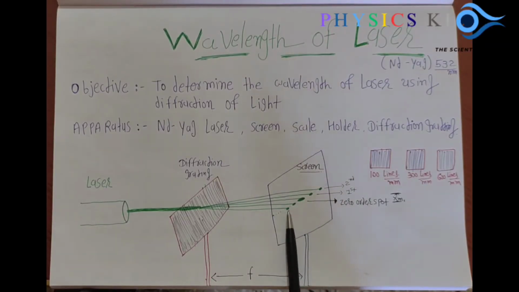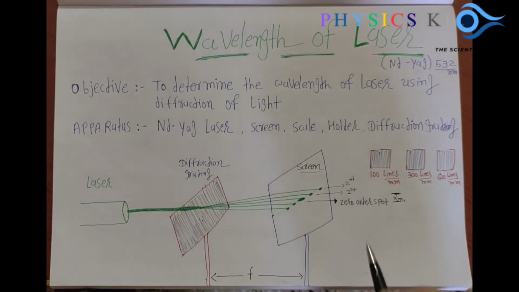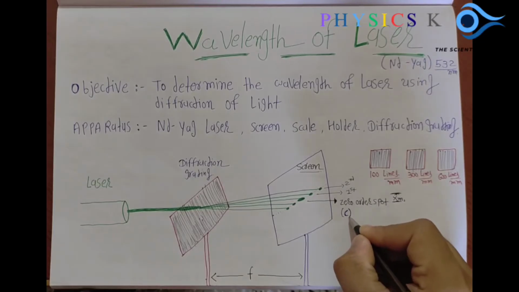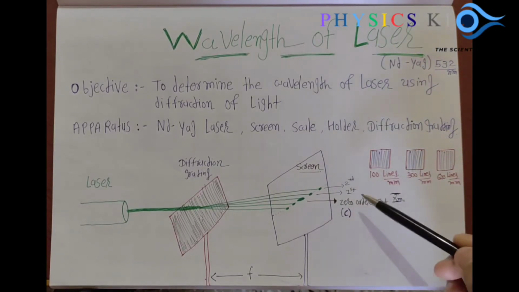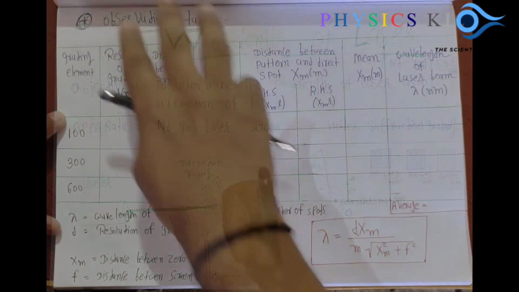Now the laser will be incident on the diffraction grating and we get this kind of pattern. The central spot is considered as C, the zero order spot. After that we get some spots on the right hand side and on the left hand side also. The first one is the first order, the second spot is the second order.